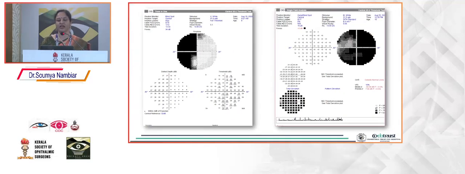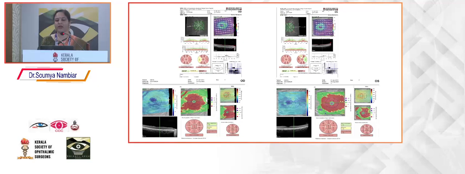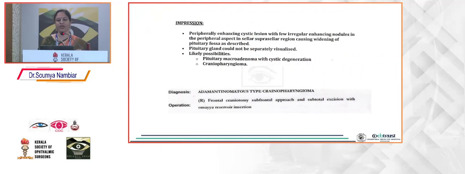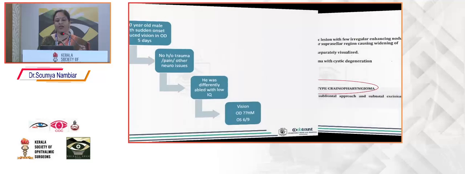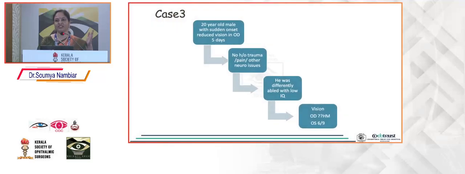And this is her HFA field. You can see in the right eye there is an advanced field loss, and in the left eye there is a temporal hemianopia. So this is her RNFL and GCC. It's completely thinned out. Okay, and an MRI done shows that there is an adamantinomatous type of craniopharyngioma. Okay, and that shouldn't have been missed out. She's been sitting here with that mass for 3 to 4 years.